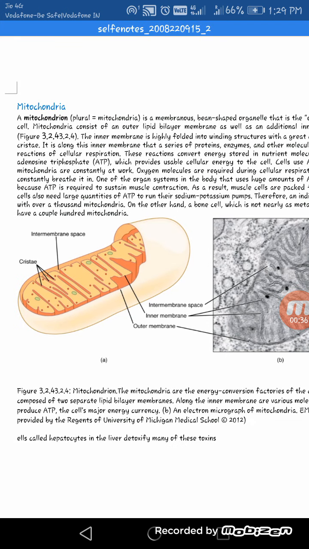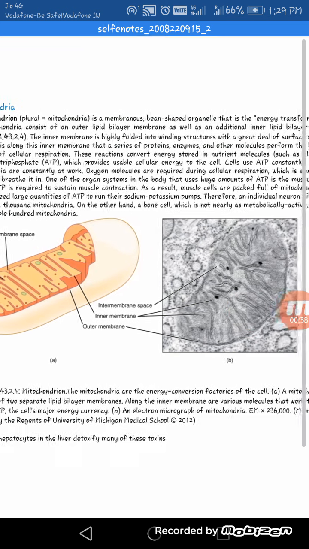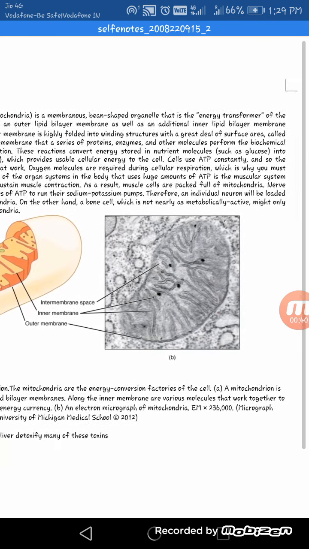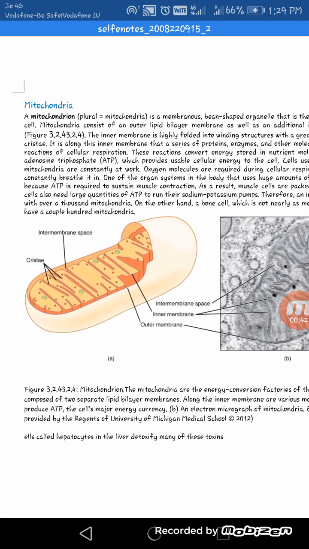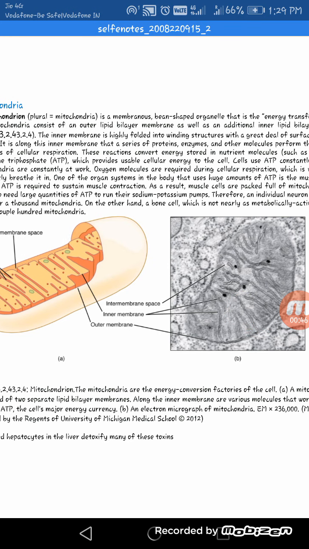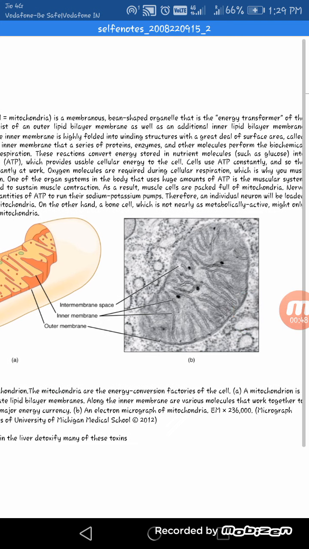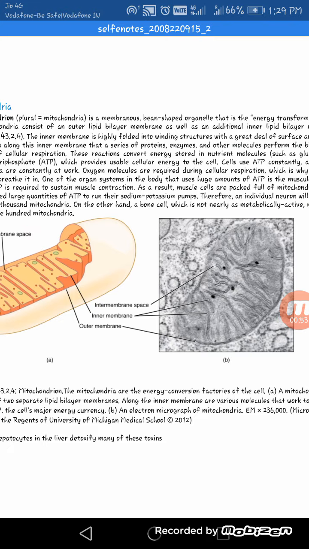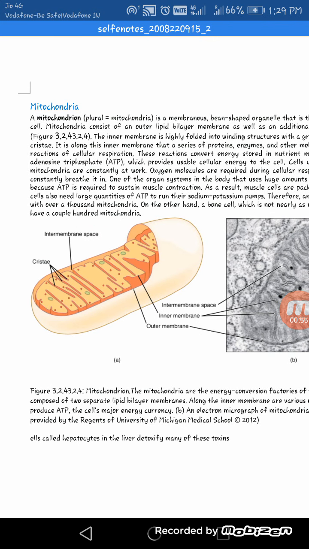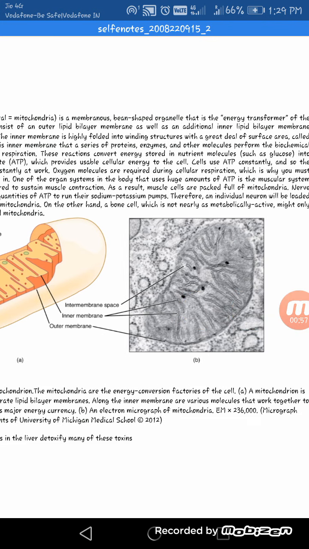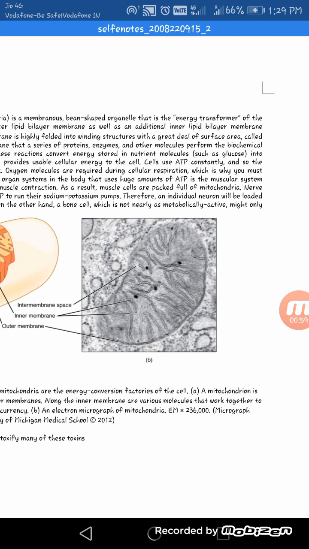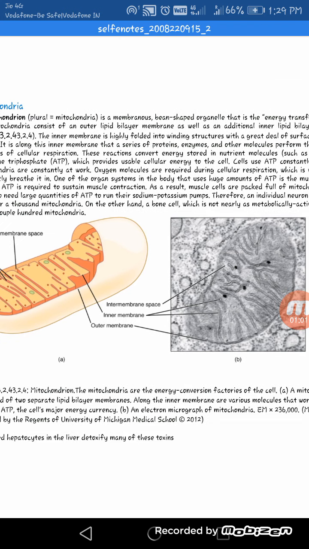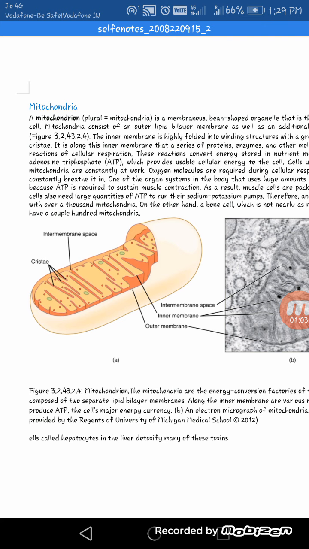A mitochondria is a membrane-bound, bean-shaped organelle that is the energy transformer of the cell. It is also called the powerhouse of the cell. Mitochondria consist of an outer lipid bilayer membrane as well as an additional inner lipid bilayer membrane. The inner membrane is highly folded into winding structures with a great deal of surface area called cristae.